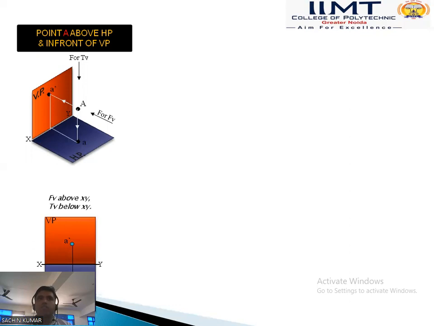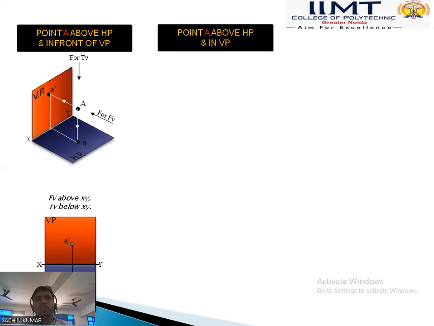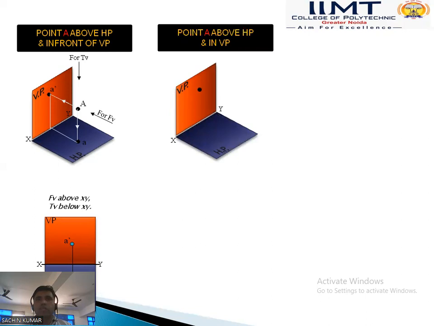As we discussed previously, if any object lies in the first quadrant, the projection lies as follows: front views always go above the XY line, and top views always go below the XY line. Next, point A is above the HP and in the VP. Second is that point A and the XY line. Point A is above the HP and lies in the vertical plane. First we draw the front view.